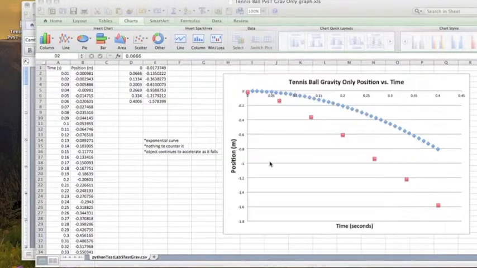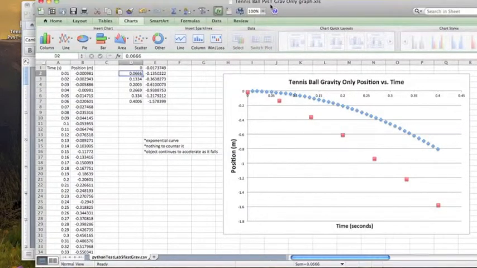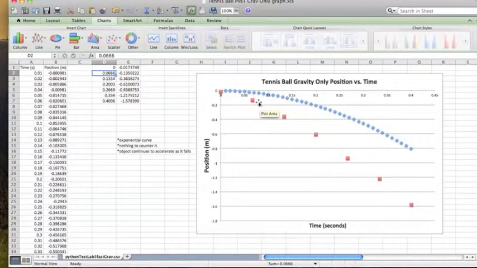And this is what the graph looks like, of the actual data versus the model. There's not a whole lot of agreement because of the time step, but the model produces a nice exponential graph going down, because there's nothing to counter it, so the object will continue to accelerate as it falls.